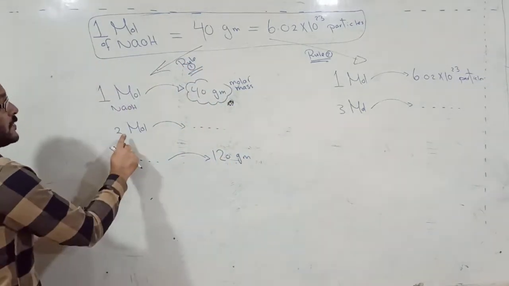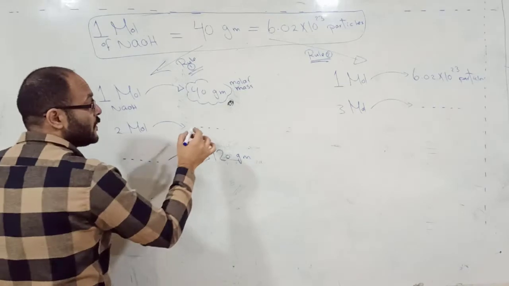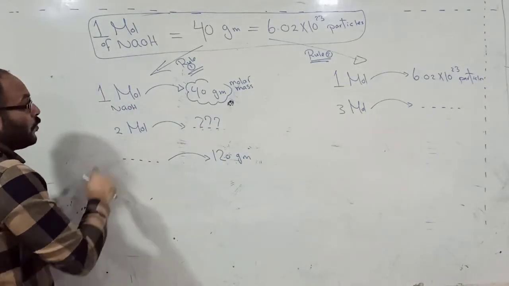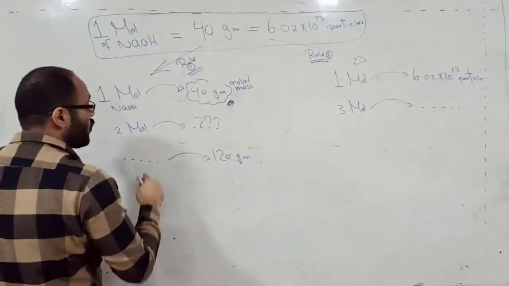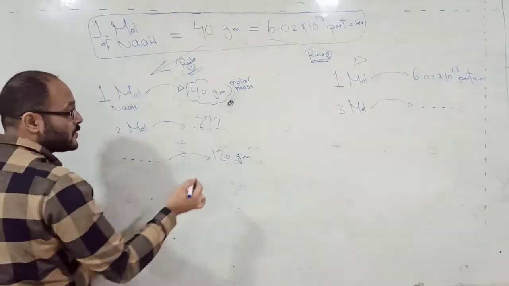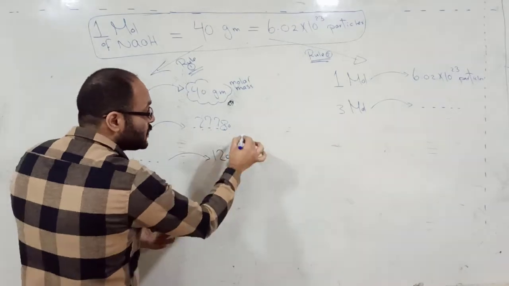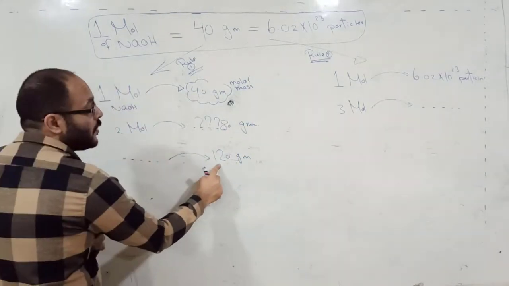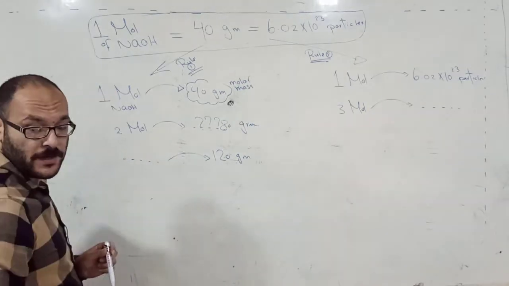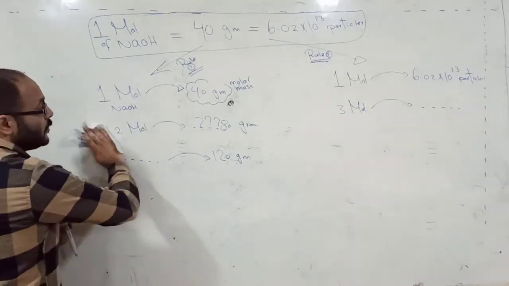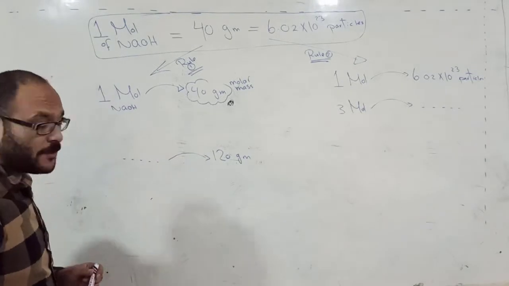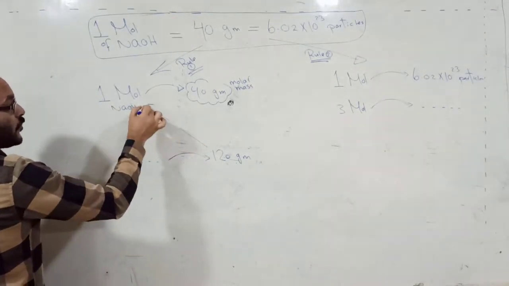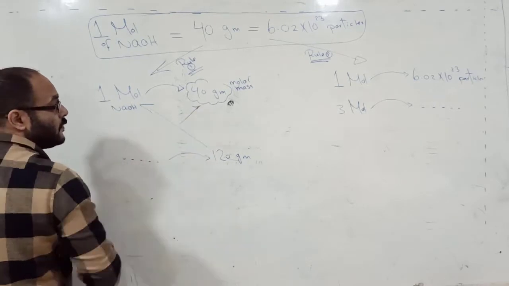But if I wanted 2 mole, it will be what, Lester? 1 mole equals 40 grams, so 2 mole equals 80 grams. Okay. But how many moles in 120 gram? How many moles in 120 gram? What will you do? 120 gram times 1 divided by 40.